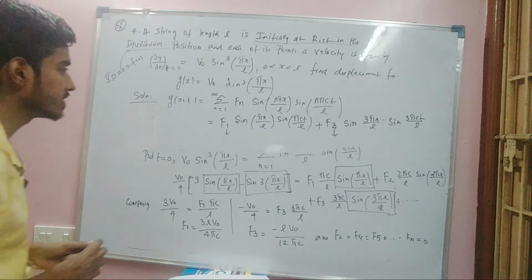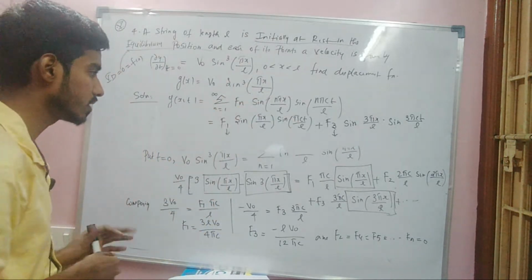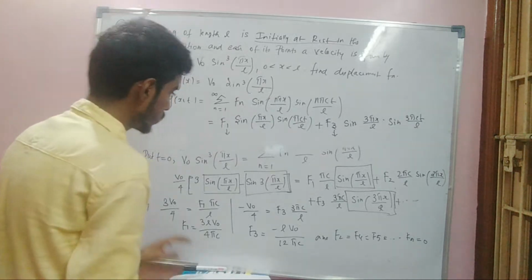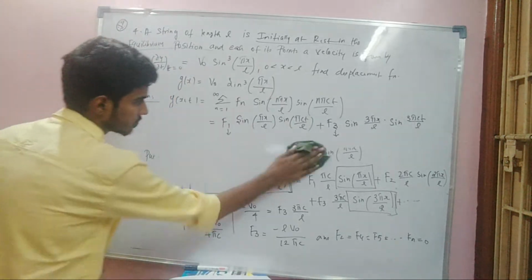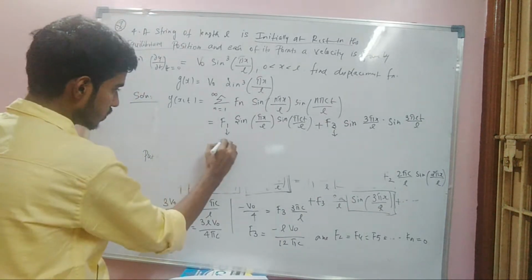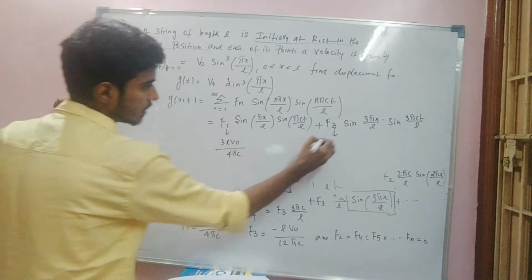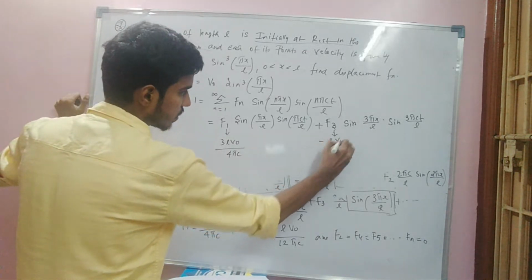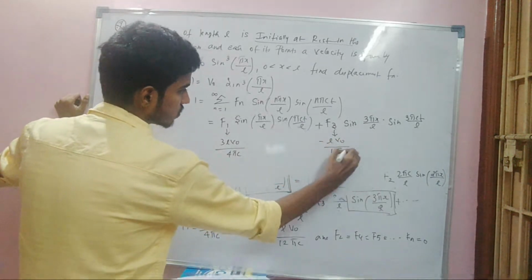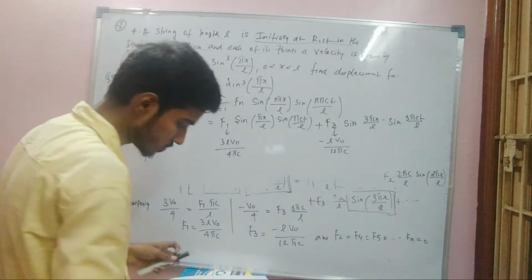So you can do this very easily. If I have sine cube or cos cube, you have to do this method, right? Yes. So you have to substitute here. Substitute F1 to be 3L V naught by 4 pi c, and substitute F3 to be equal to minus L V naught by 12 pi c. So we'll move on to the next problem.